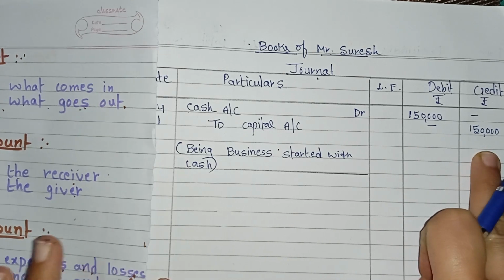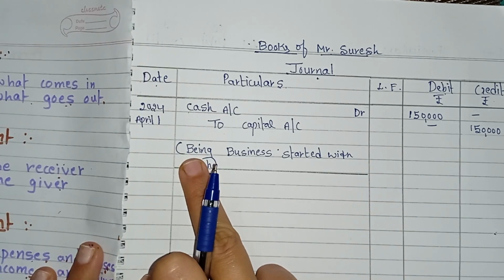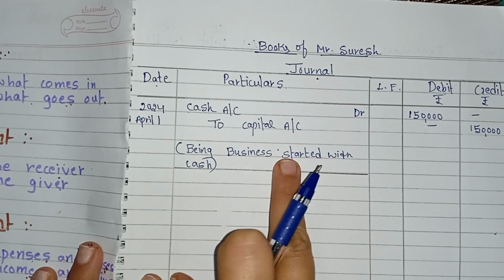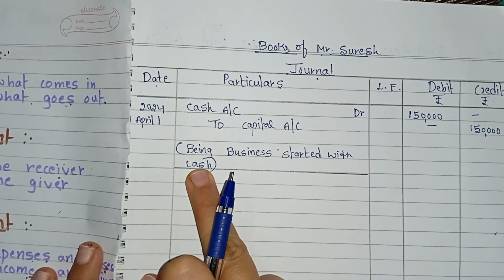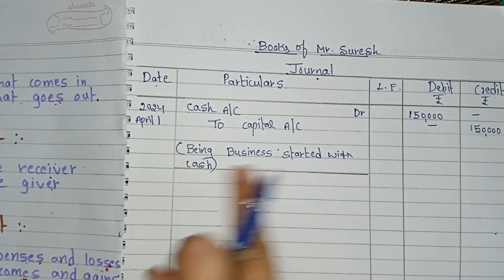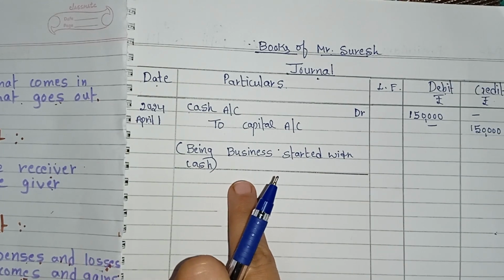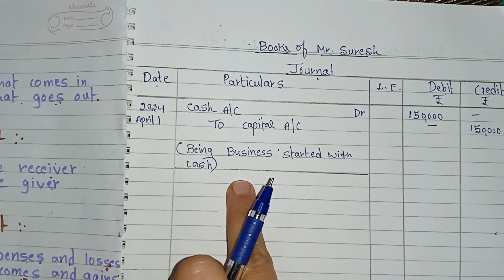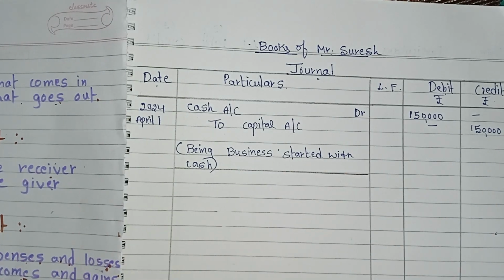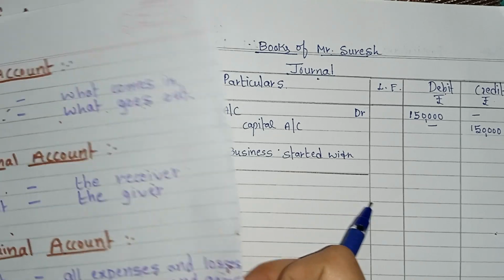After that, what do we have to do? Afterwards we have to write the narration, which is: being business started with cash. After that we need to underline only the particulars column. Now we will go to the second transaction.